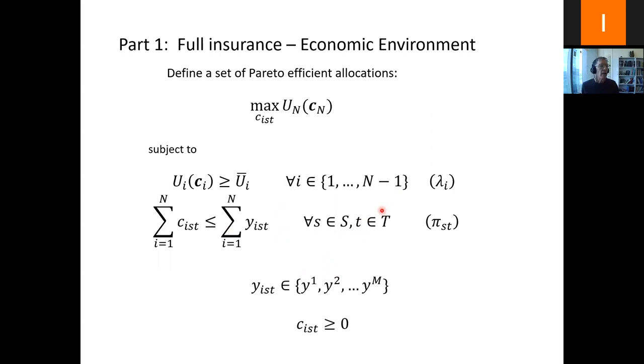So, how many constraints do we have here? Count in your head the number of constraints. How many constraints are here? And how many constraints are here? You should be able to answer both those questions. In fact, I'll take questions now as we go along.